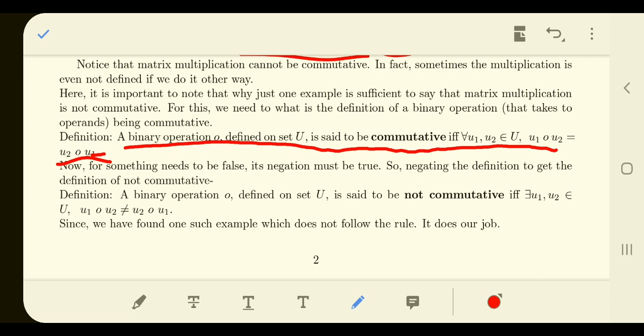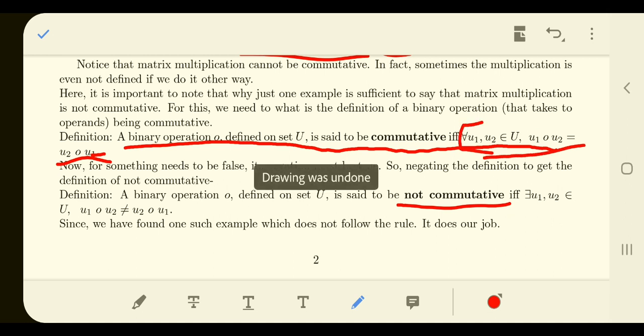If you want the definition of not commutative, you have to negate this statement. After negating it, we get: there exists u1 and u2 in U such that u1 o u2 is not equal to u2 o u1. Which means you just need to find one particular pair of u1 and u2 in U such that u1 o u2 is not equal to u2 o u1. And that's why our job is done with just one example.